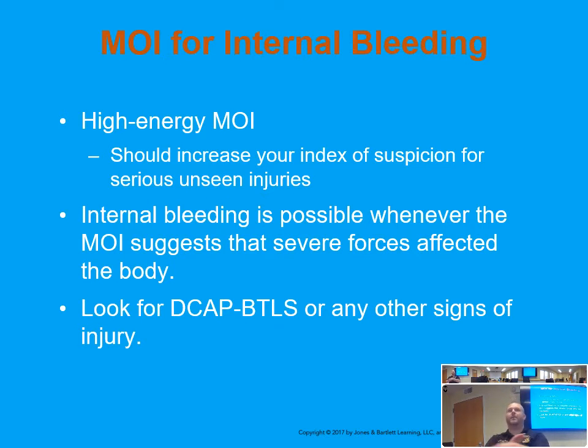High energy mechanism injuries, like we talked about in chapter 24, should increase your index of suspicion for serious injuries. Internal bleeding is possible whenever your mechanism of injury suggests that severe forces affect the body, and you're looking for signs of DCAP-BTLS: deformities, contusions, abrasions, punctures, penetrations, burns, bruising, tenderness, laceration, swelling, or any other signs of injury.